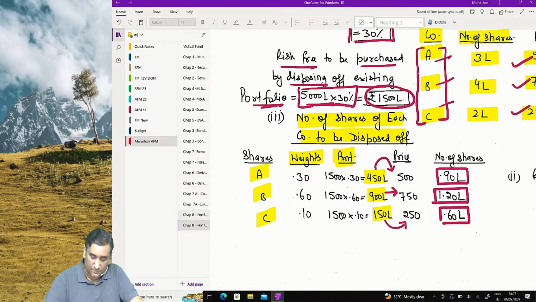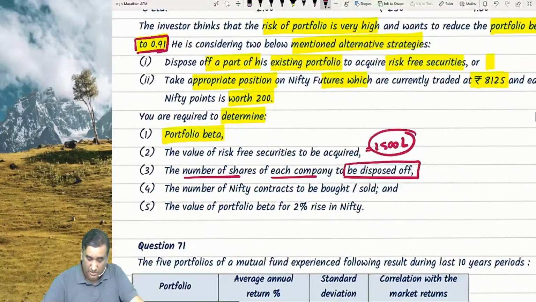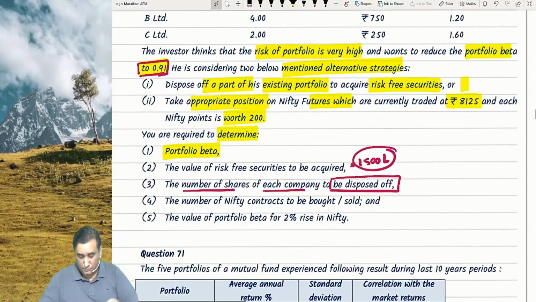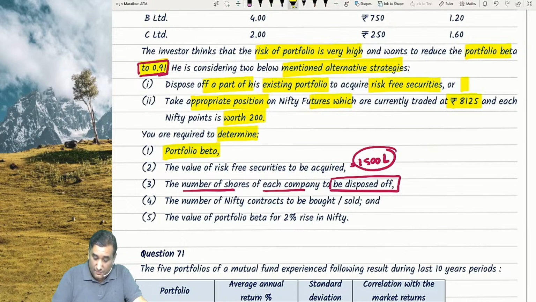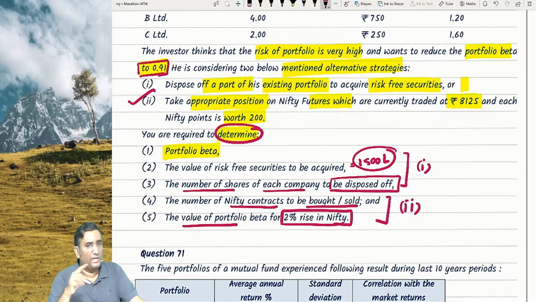Now last part. The first part was basically relevant first, the second relevant now. Number of Nifty contracts to be bought or sold to reduce, and he wants to prove this also from you. You are required to determine the value of the portfolio for a 2% rise in Nifty. You have to make such a change that even after the entire portfolio change, the desired beta should come equal to 0.91.